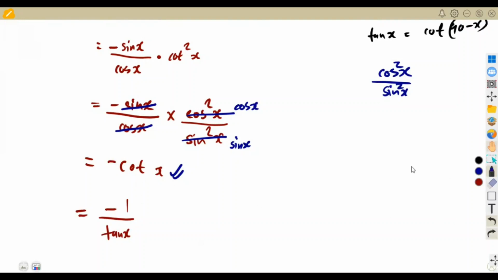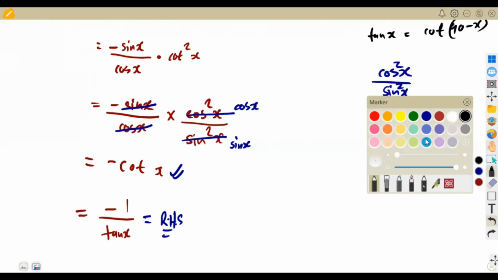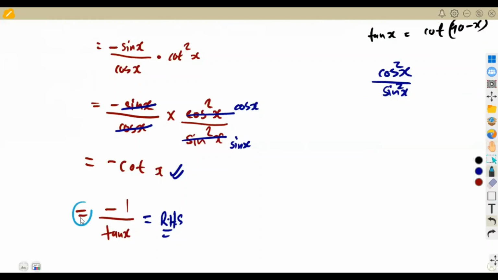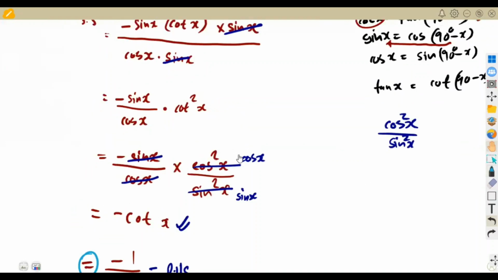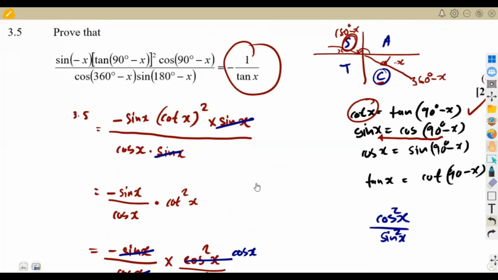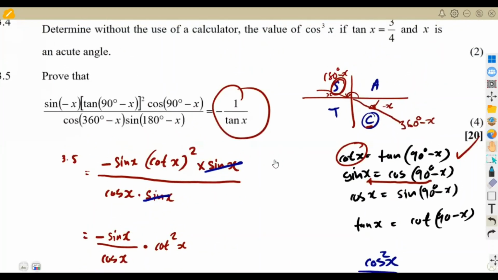We are just writing our answer the way that we're given, and this is exactly what we have on the right-hand side in this case. All right, so these are the typical questions that you will be given. You just have to play around with your questions in your simplification in order for you to have exactly these marks that we see.